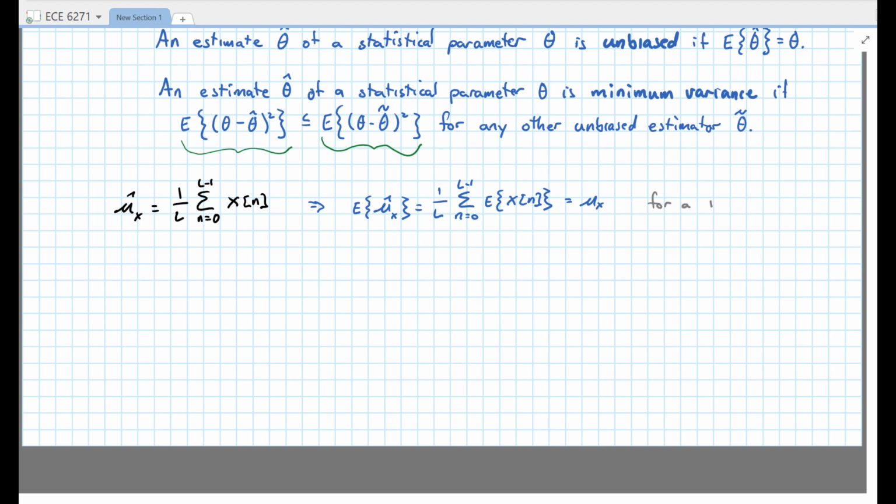And by the way, we use the abbreviation WSS for wide-sense stationary because it gets to be tedious to write that all out. And so there we, yes indeed, have an unbiased estimator.